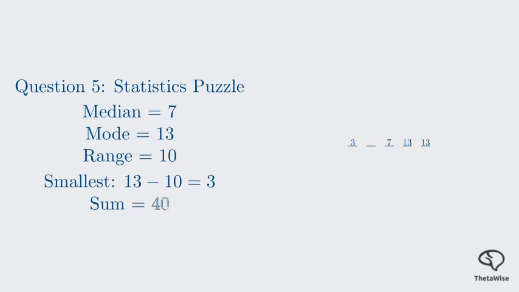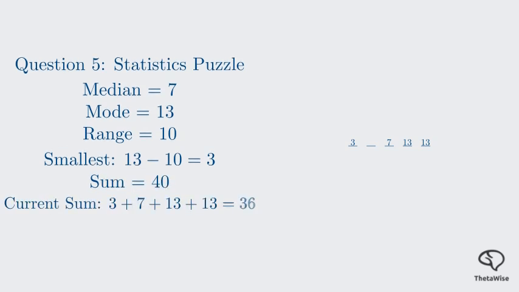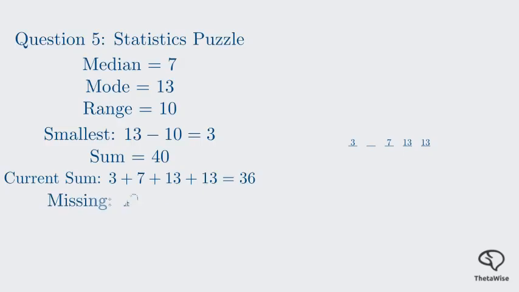Finally, they must add up to 40. Let's sum what we have so far. 3 plus 7 plus 13 plus 13 equals 36. Subtracting 36 from 40, the missing number is 4.